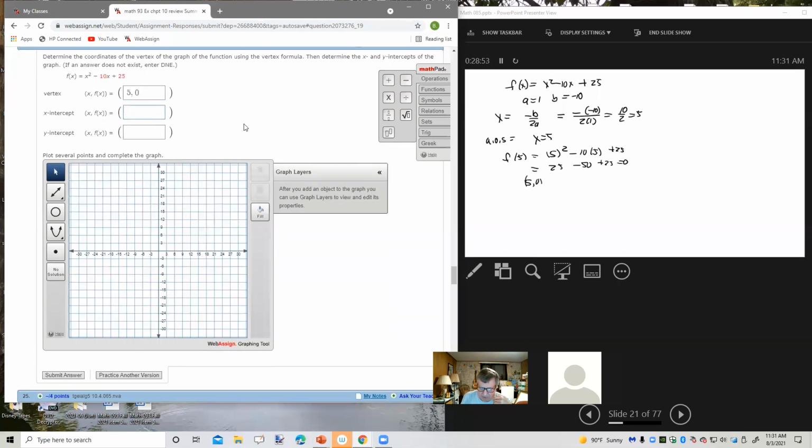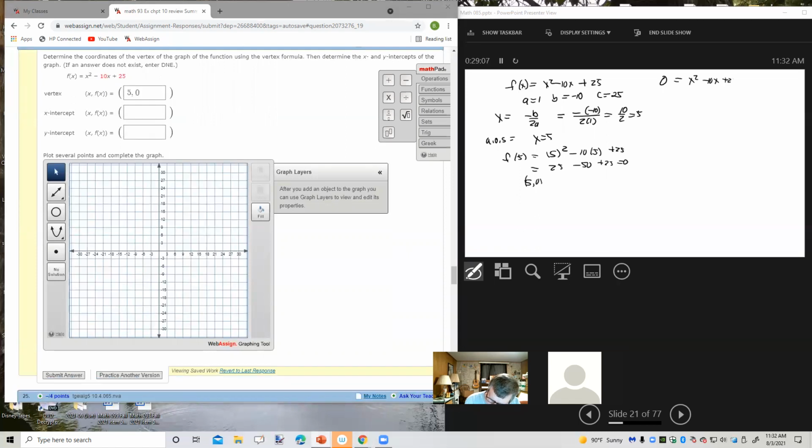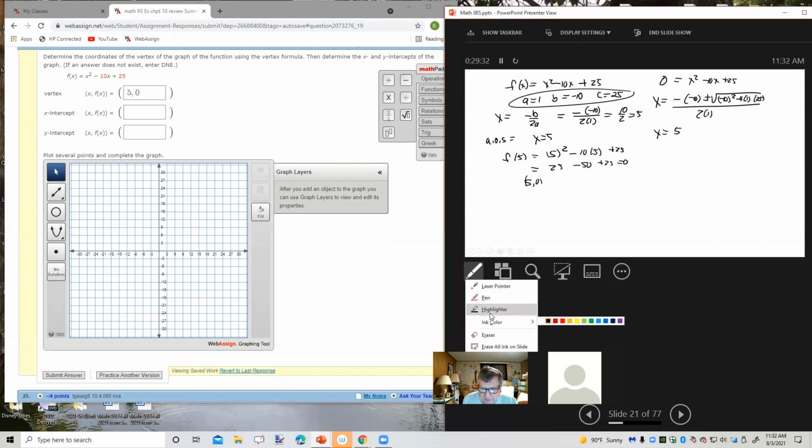Now, x-intercepts. So let's go back up here and say that C is equal to 25, right? So A, B, and C. So if I set this thing equal to 0, and here's my A, B, and C values that I'll plug into the quadratic formula. X equals negative B plus or minus the square root of B squared minus 4AC all over 2A. X is 5. Oh, no, I'm getting ahead of myself here. It's going to be 5 eventually, but not yet.